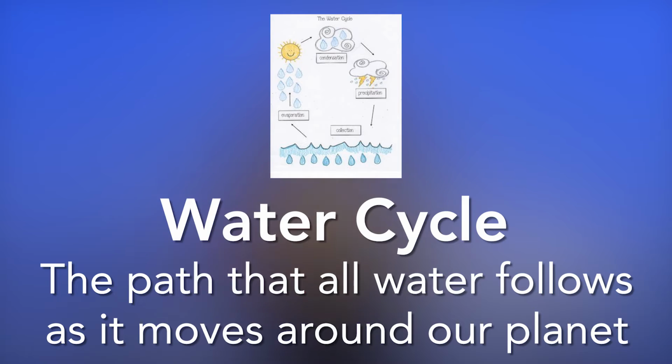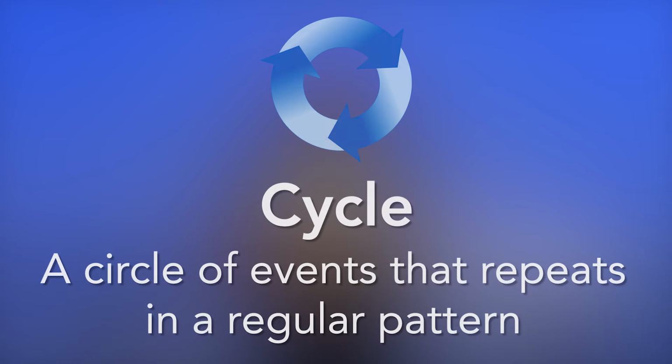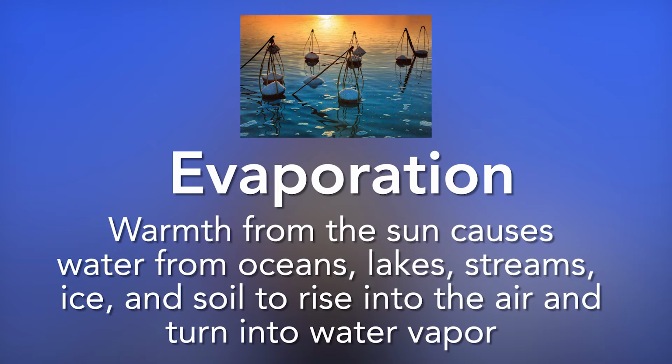Water cycle is the path that all water follows as it moves around our planet. A cycle is a circle of events that repeats in a regular pattern. The water cycle moves from evaporation, which is when warmth from the sun causes water from oceans, lakes, streams, ice, and soil to rise into the air and turn into water vapor, which is a gas.